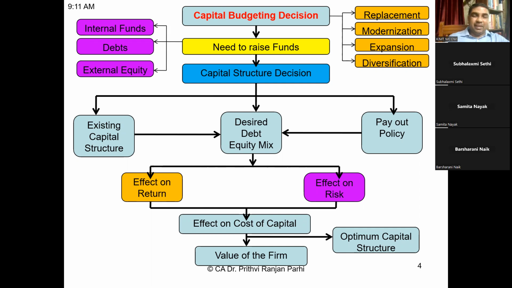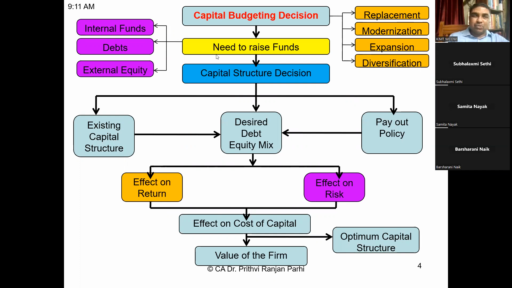Okay, again I'm explaining you from the very beginning. Just watch it carefully, try to understand. We are discussing various sources of long-term finance. I told you that in any business, we have to take capital budgeting decisions. That means we have to decide on our investment. We need investment maybe for replacement of assets, maybe for modernization, maybe for expansion, or maybe for diversification. So investment is needed. And for that investment, we need to raise funds.